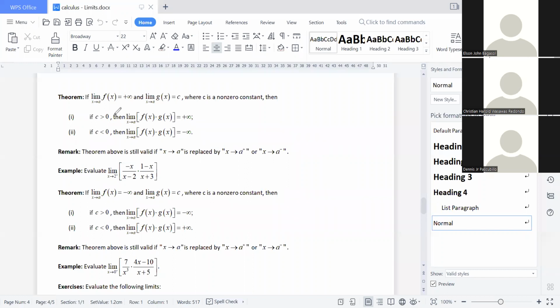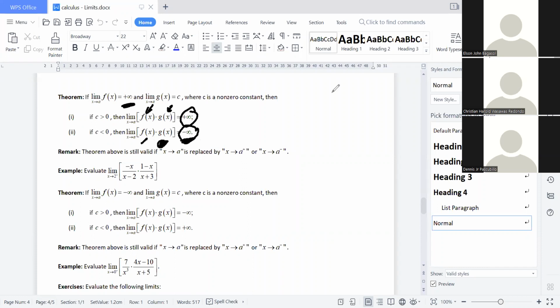Another theorem states that if the limit of f of x is positive infinity and the limit of g of x is c, any constant, and c is greater than 0, then the limit is positive infinity. Positive times positive is positive infinity. But if the limit of g of x is negative, the answer will be negative infinity. Positive infinity, negative constant, the answer is negative infinity.